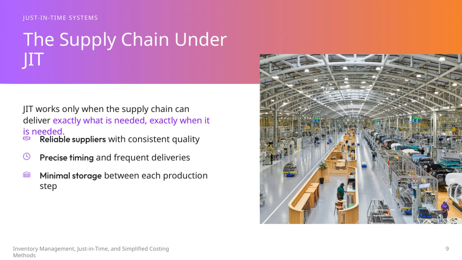Second, timing has to be impeccable, with frequent deliveries coordinated closely to match production schedules. This keeps inventory levels very low, minimizing storage between each step of production. By doing this, companies can streamline inventory management and simplify costing methods, making operations more efficient overall. The key takeaway here is that JIT depends heavily on a well-coordinated, responsive supply chain.